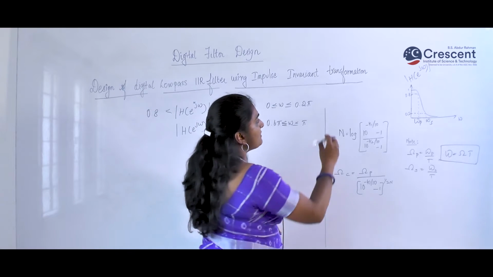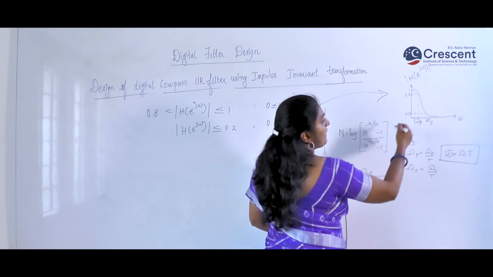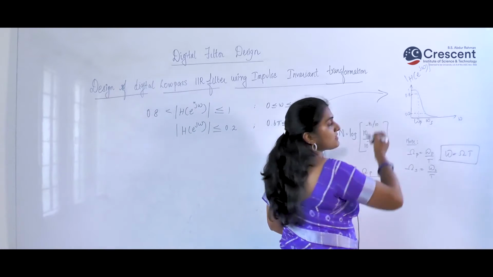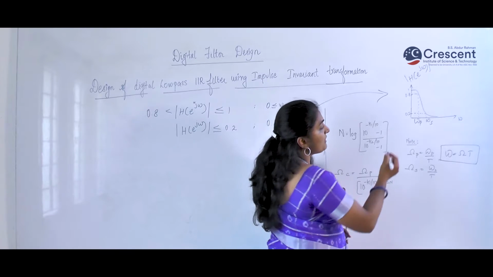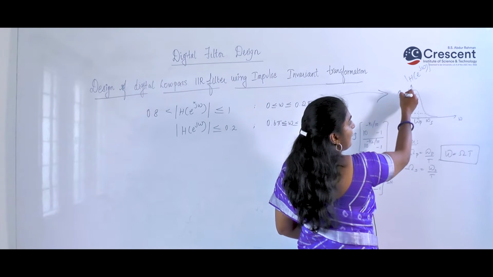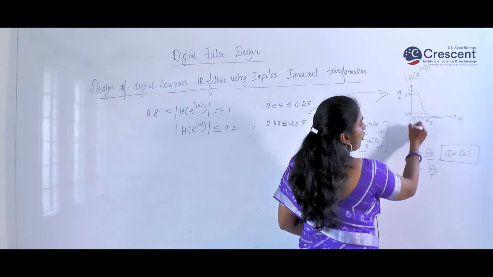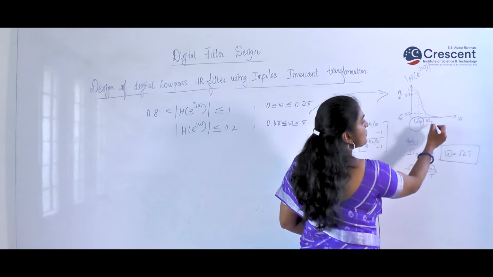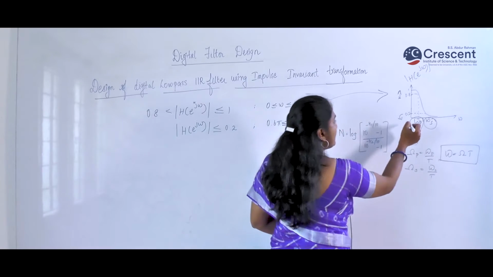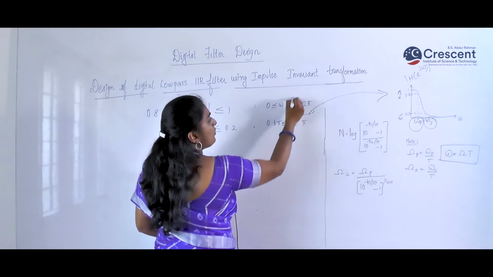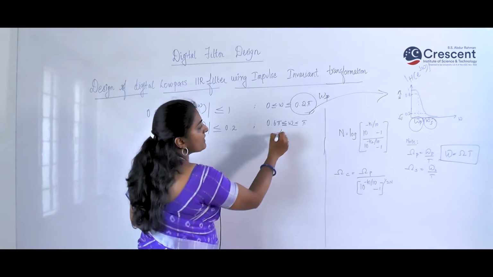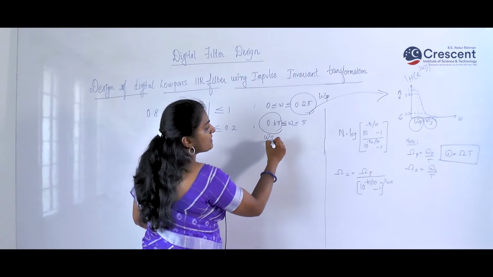Mathematically this can be represented with omega on the x-axis and magnitude response on the y-axis, which is given as 1 to 0.8 for the frequency value omega p and less than or equal to 0.2 for the frequency value omega s. Hence the omega p value will be equivalent to 0.2 pi, and the omega s value will be equivalent to 0.6 pi.